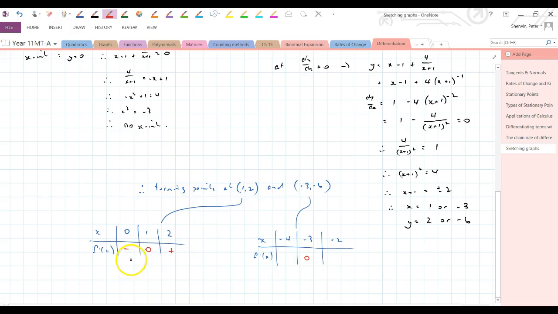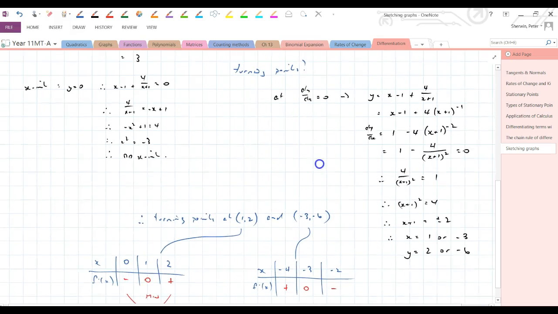So it looks like at (1, 2), I've got decreasing, 0, increasing. So I've got a minimum there, and let's just check. Put minus 4 in there, add 1, you've got minus 3, square it, you've got 9, 1 minus 4 ninths, that looks positive to me. And when you put minus 2 in here and add 1, you've got minus 1, you square it, you get 1, 4 over 1 is 4, 1 minus that has gone negative. So we're increasing, 0, decreasing, and we've got a max at (minus 3, minus 6).